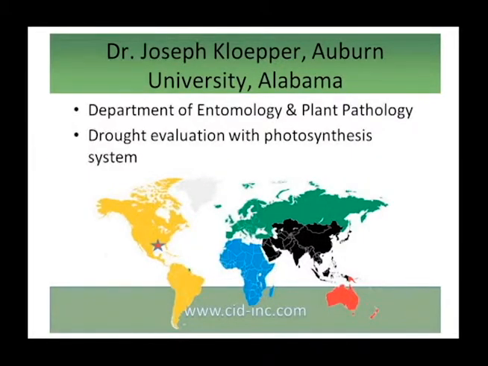So our next case study comes from Auburn University in Alabama from Dr. Josep Kloepper, and he's with the Department of Entomology and Plant Pathology. This research was done by one of his former PhD students, and she was looking at drought evaluation with the photosynthesis system.